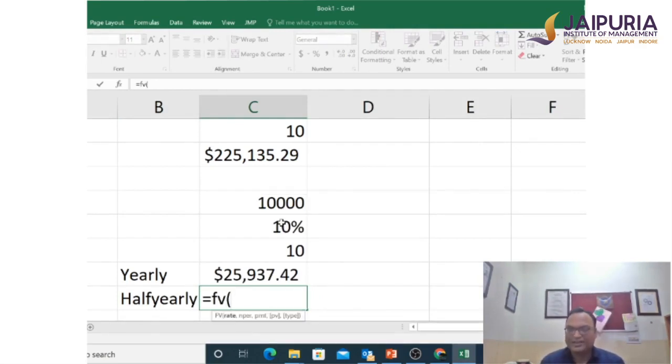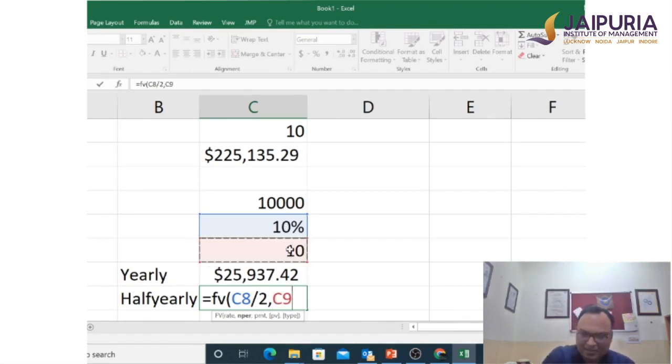Now the compounding is taking place half yearly. Therefore, the rate will be half. So half yearly the rate will be half. However, because after every 6 months the compounding is happening, in 10 years, if compounding is happening twice in a year, then 20 times the compounding will happen. So 10 multiplied by 2.